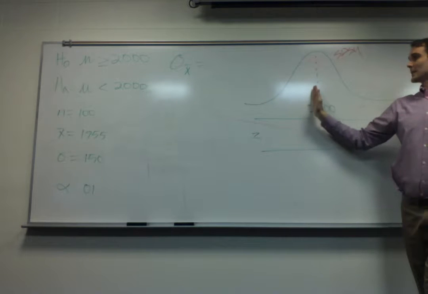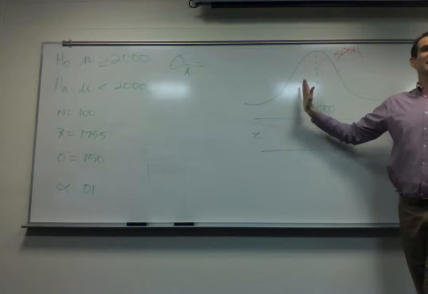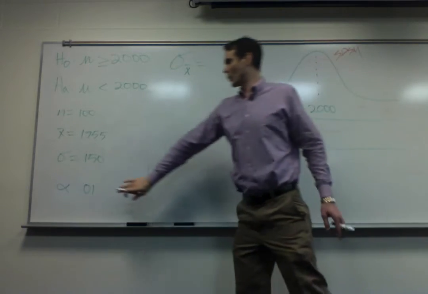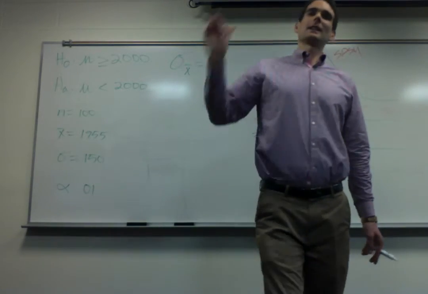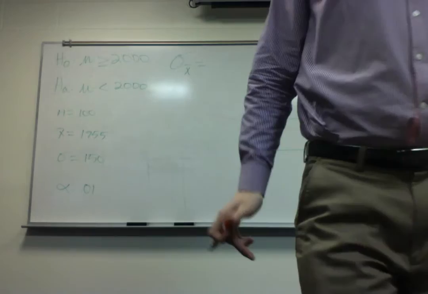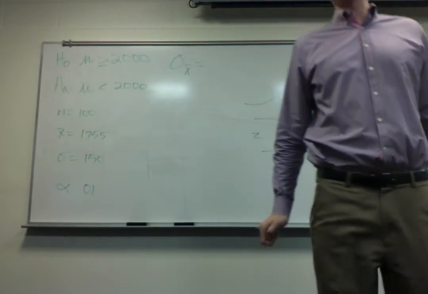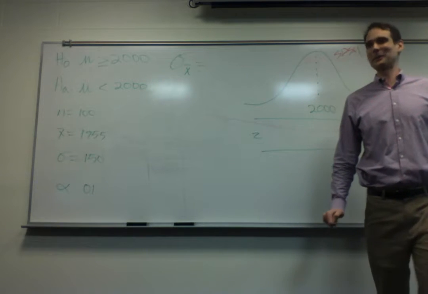It would be a number less than 2,000 for our sample mean, and significantly less, so significantly less that it contained only 1% of the data. And it's not a two-tailed test. We were just calculating two tails, right? Sorry about that. All right, so this is a one-tailed test.